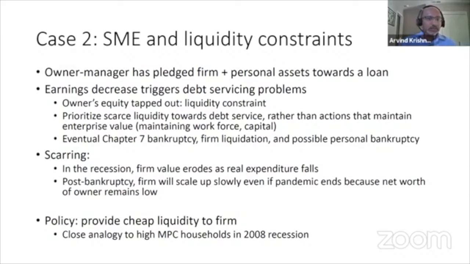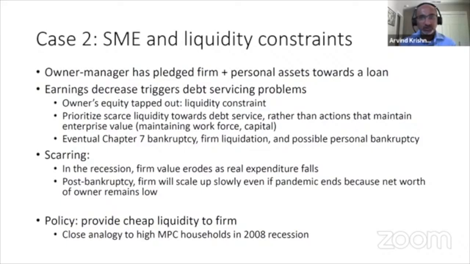So think of a small firm where the owner has pledged his personal assets as well as any collateral from the business for a bank loan. We hit the recession, earnings fall, and now this firm has debt service problems. The owner has no more personal funds to contribute, so he's put in all of his personal assets already. So liquidity is a problem. That's the scarcity in this case.